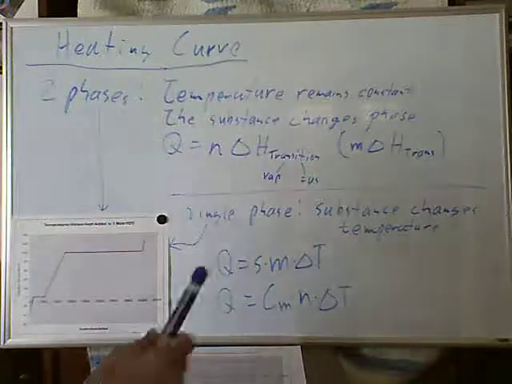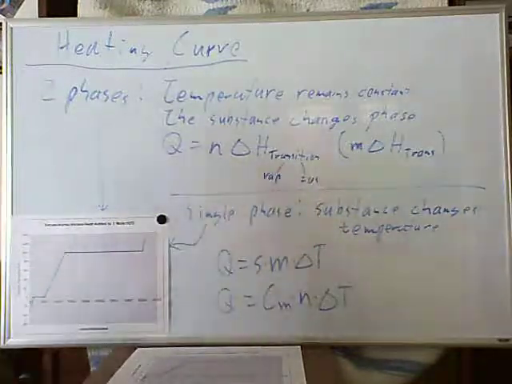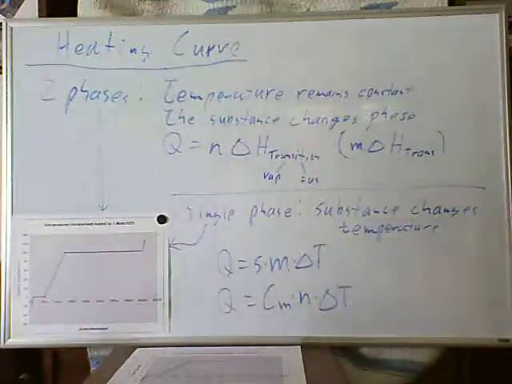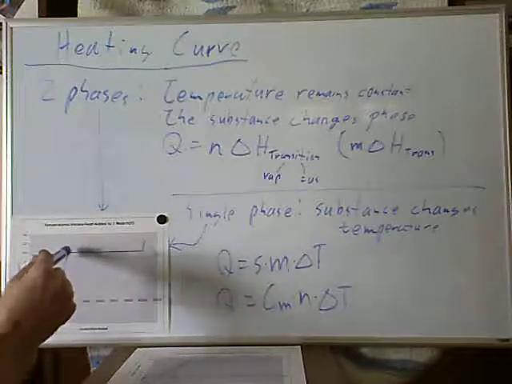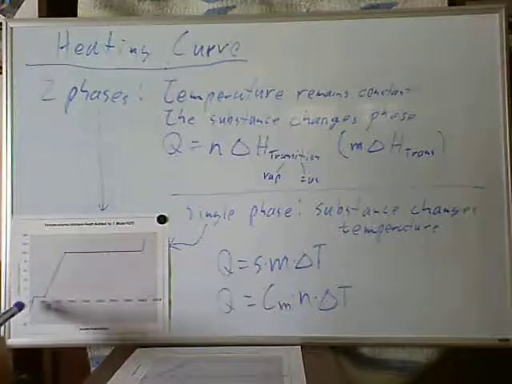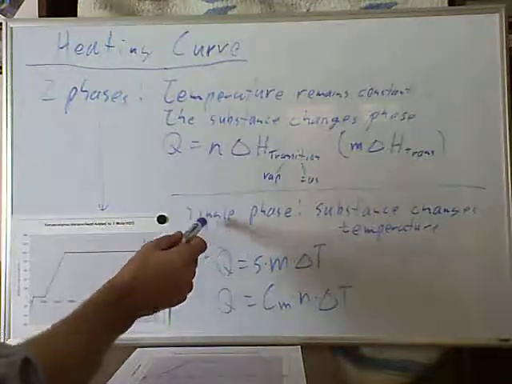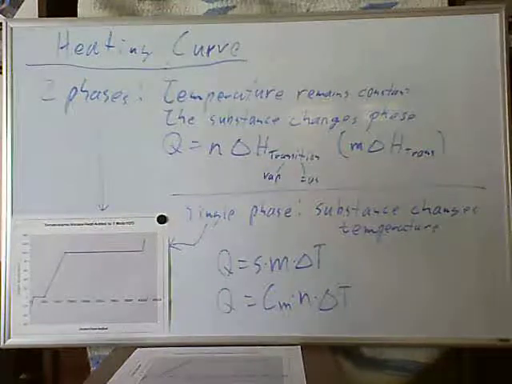Sometimes you might see the enthalpy on a per gram basis. If it's on a per gram basis, we multiply it by mass. If it's on a per mole basis, we multiply it by moles. So when we have two phases, we're just going to be evaporating, condensing, or melting, freezing. When we go over a range, we might go over a couple different portions.